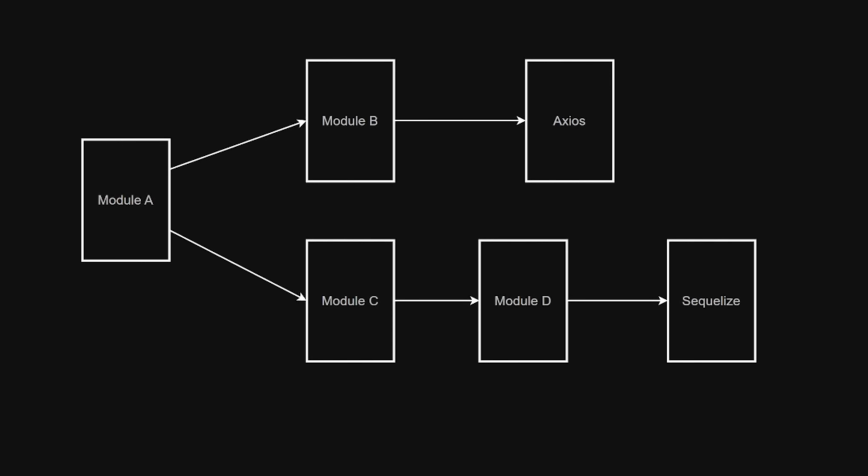Let's get started. When building an application, our code can be represented as a dependency chain of modules. Module A depends on Module B and C. Module B depends on a library, let's say Axios. Module C depends on Module D, and Module D can also depend on a library such as Sequelize.